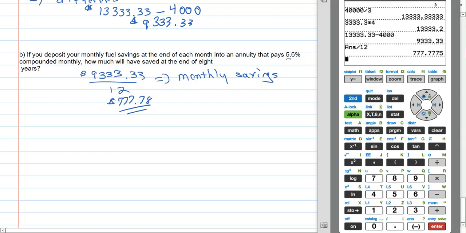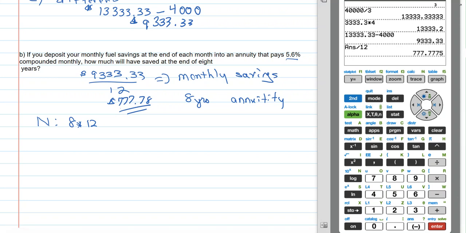So we're going to take that monthly, each month, in an annuity that pays 5.6% compounded monthly. How much will you have saved at the end of 8 years? So this is an annuity. That means payments. So I have my N, which is 8 times 12. Wait, that's too big. Just a minute. I did an error there. This is yearly. For a year. Yes, that's correct. I just divided by 12 for a month.